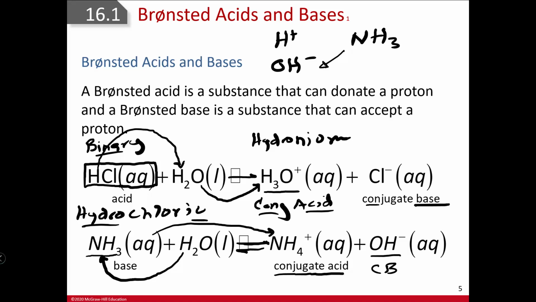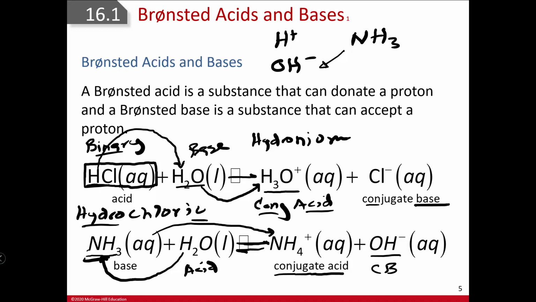In this first equation, water is acting as a base because it accepts the hydrogen ion. And in the second equation, water is acting as an acid because it's donating the hydrogen ion. So that's the definition of a Bronsted acid and base. An acid is a proton donor, or hydrogen ion donor. And a base is a proton acceptor or a hydrogen ion acceptor. All right? So ammonia is the base; it accepts the hydrogen ion, and hydrochloric acid is the acid because it donated the hydrogen ion.